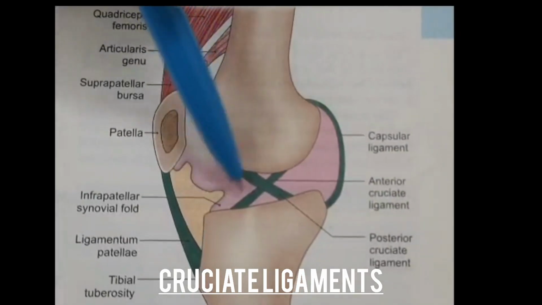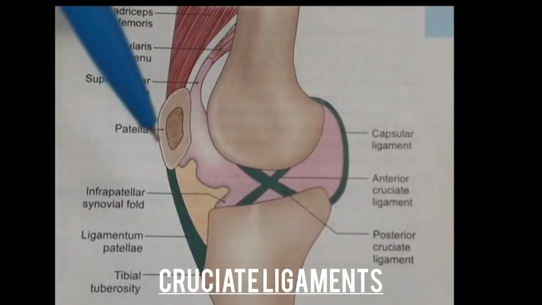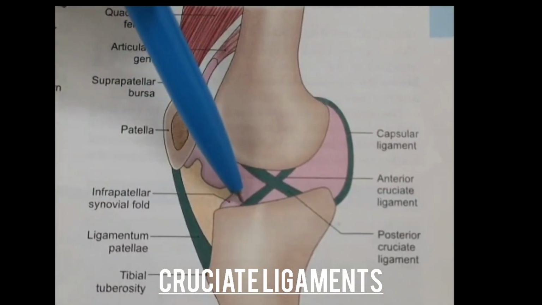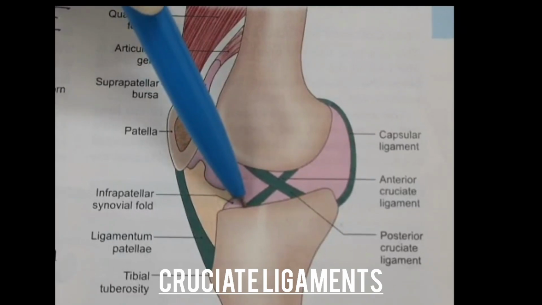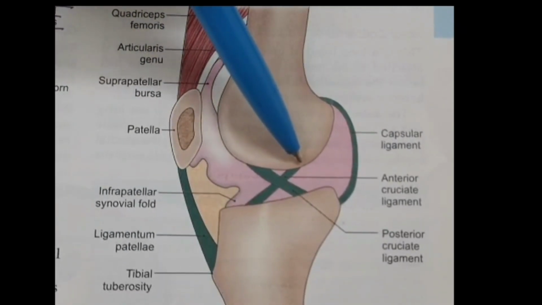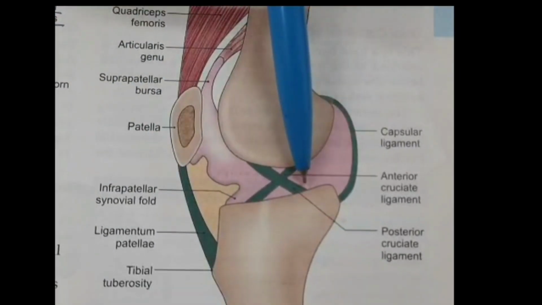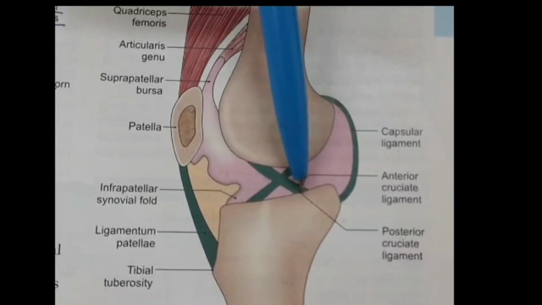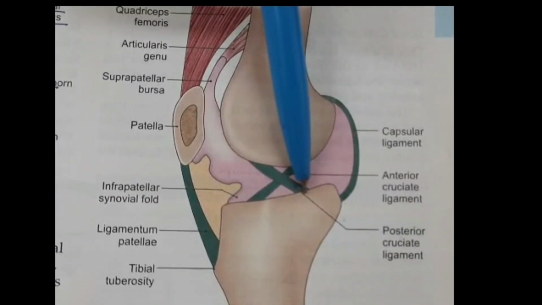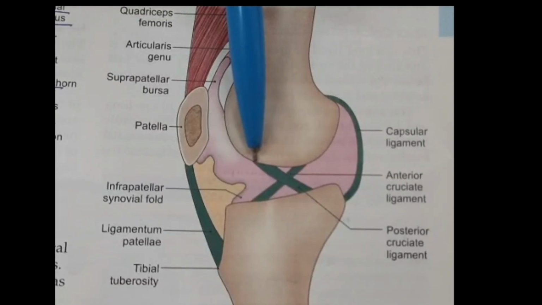Here you can see crisscross shaped ligaments. These are the cruciate ligaments. The anterior ligament starts from the anterior part of the tibia and it directs posteriorly upward towards the femur, while the posterior cruciate ligament starts from the posterior part of the tibia, it directs upward towards the femur.